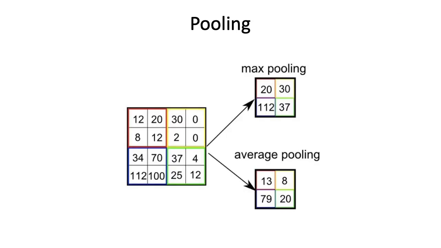If we are using max pooling, we choose the maximum out of each window. In the first window, the maximum value is 20. The maximum here is 30, the maximum here is 37, and the maximum pixel value here is 112. Whereas if we were using average pooling, we calculate the average of these 4 values, which is 13. The average of these 4 values is 8. The average of these values is 20, and so on.